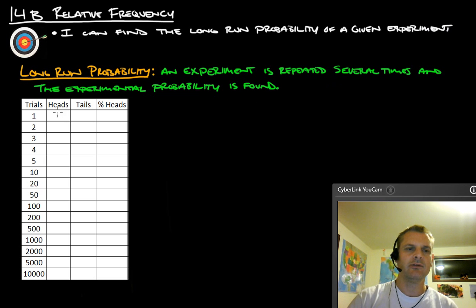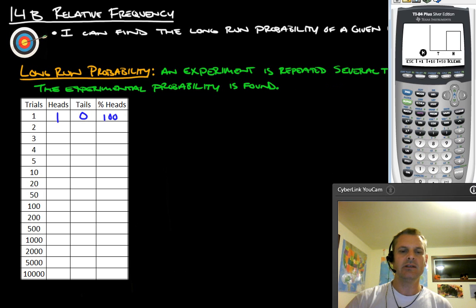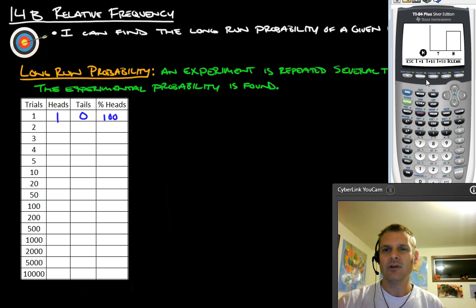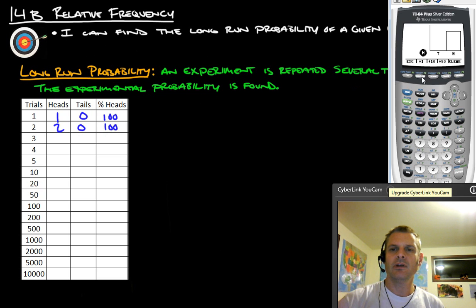So after the first one we have one head, no tails, for 100% heads. Now if that was the only trial we ever did, then we would assume that every time we flipped a coin it would end up heads. But we know that that's not true. So what we've got to do is some long run probability on this. So we'll flip it again, and the second time it also lands heads. So now we're 2, 0, still 100% on heads. And we're going to just keep flipping.